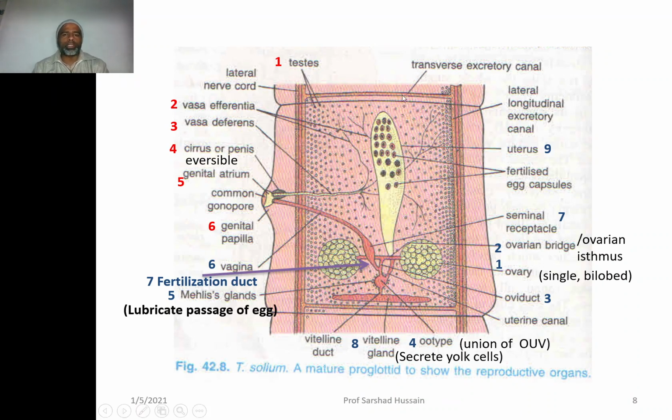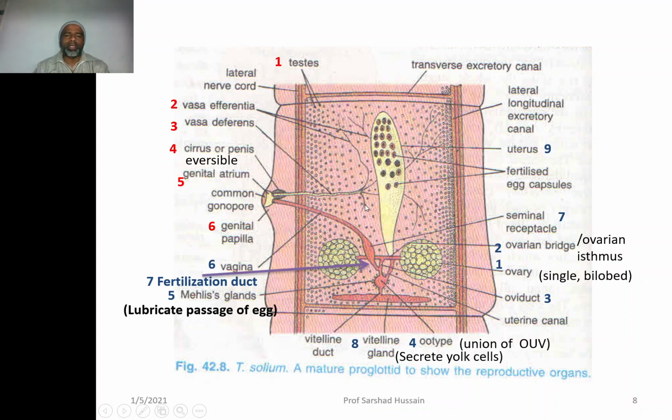So this is the reproductive system. Let us look first at the male reproductive system, because within the same segment, as they are hermaphrodite, both the female and male reproductive systems are present. So let us see the male first. You can see a large number of round testes within the same segment. These testes are opening into small tube-like structures called vas efferentia.